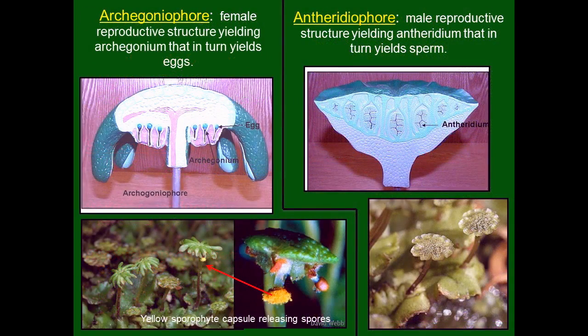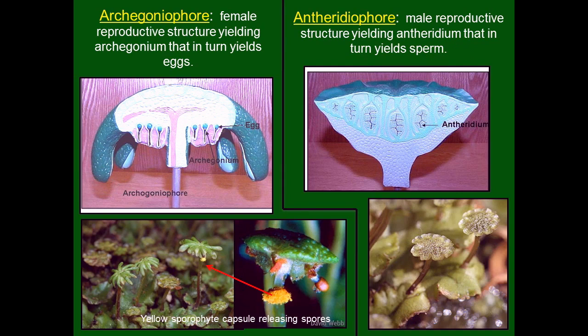Let's take a look at the two sexual reproducing structures in liverworts. We have an archegoniophore. That's a female reproductive structure yielding archegonium that in turn yields eggs. Notice how it's kind of flipped upside down. So we have the eggs on the bottom coming from the archegonium, from the archegoniophore. The antheridiophore is the male part. It's the male reproductive structure yielding antheridium that in turn yields sperm.